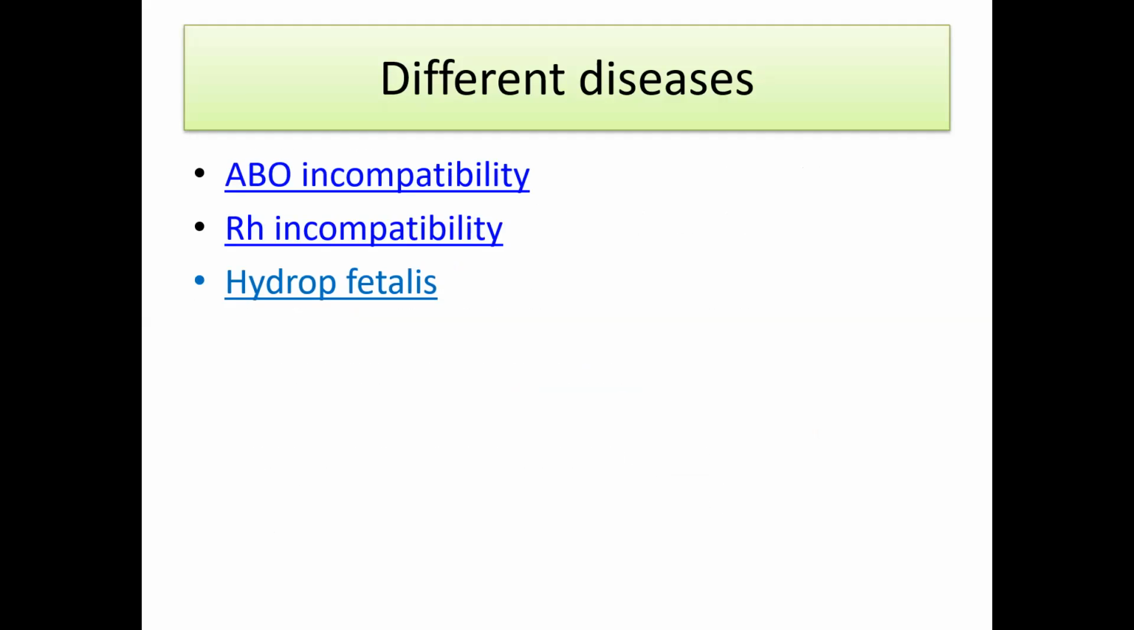So, understood, hemolytic disease of the newborn. Because of the destruction of the RBCs, so many conditions arise in the newborn. These conditions are ABO incompatibility, RH incompatibility, and hydrops fetalis. So the first one is RH incompatibility.